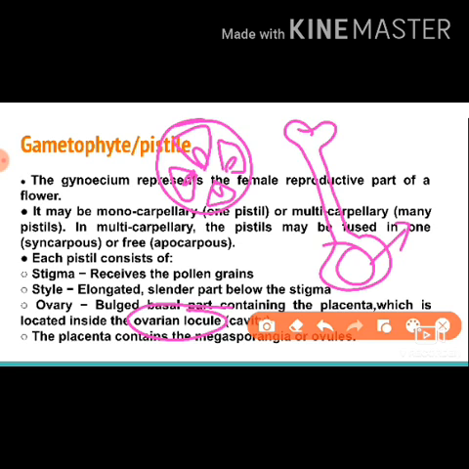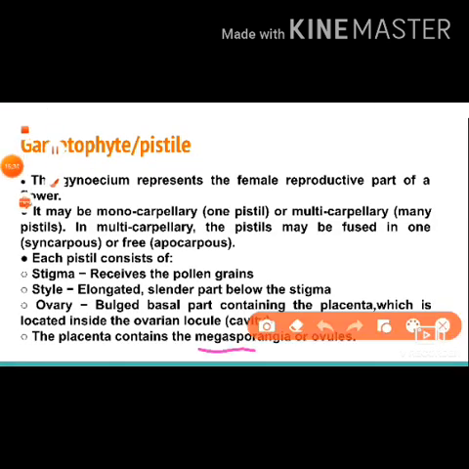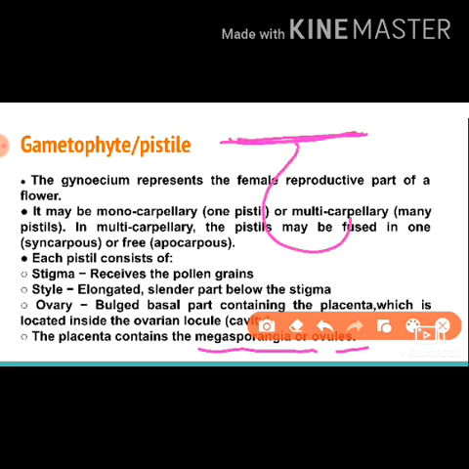And this is how these ovules are arranged: they are attached to the placenta. If you think this is the placenta, here there is attachment of ovules. The placenta mainly contains the megasporangia or ovules. If we consider this the placenta, here there is a presence of ovule, attached like this.